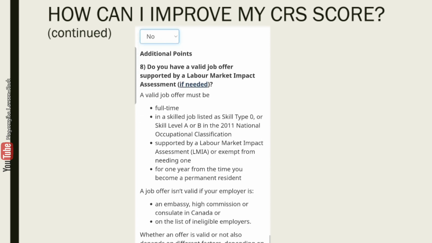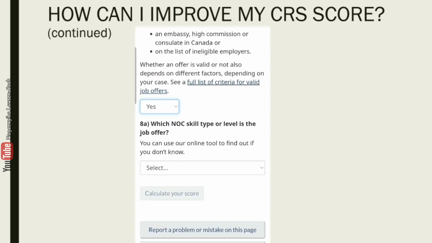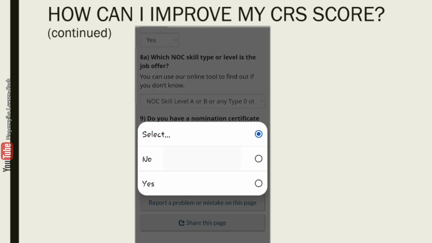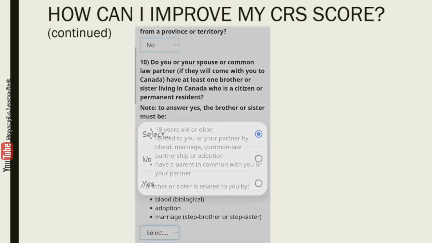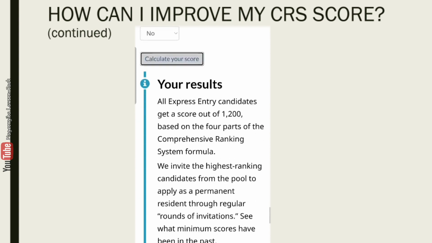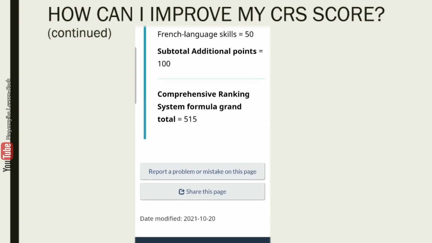Petzilla also has a job offer from a Canadian employer as a communications officer, so that will fall under skill level A. The total CRS score obtained in this example is 515 points.